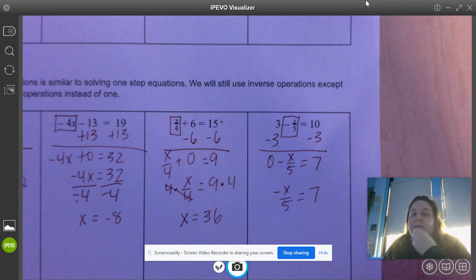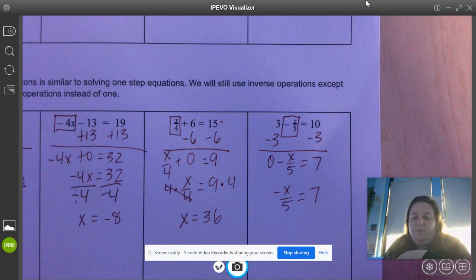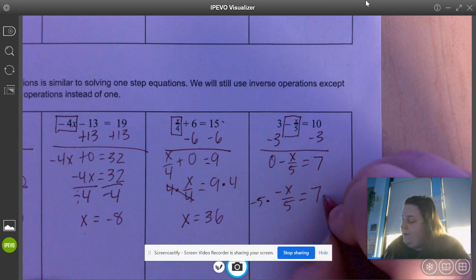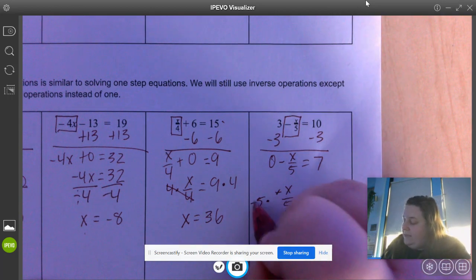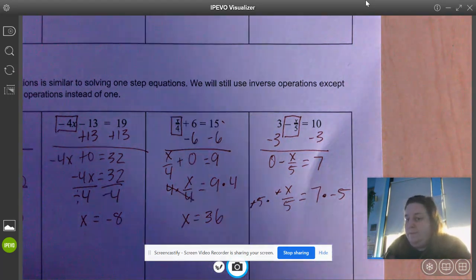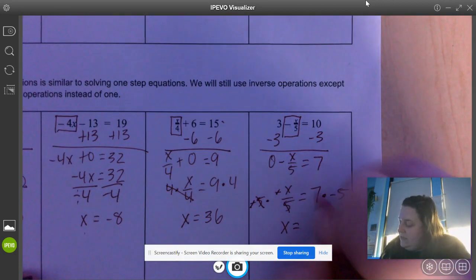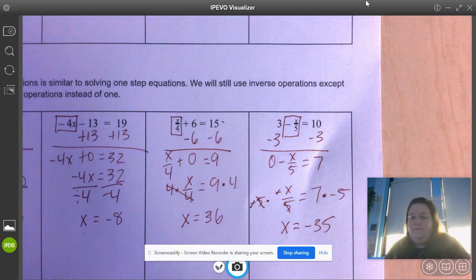Now, I want this to be a positive x when I'm done. So this is saying negative x over 5, or divided by 5, I should say. The opposite would be to multiply. So we're going to multiply by negative 5 on both sides. That's so we cancel out the negatives because it becomes positive, and then we also cancel out the 5s. So x is equal to negative 35.